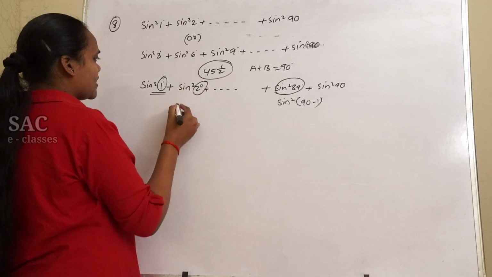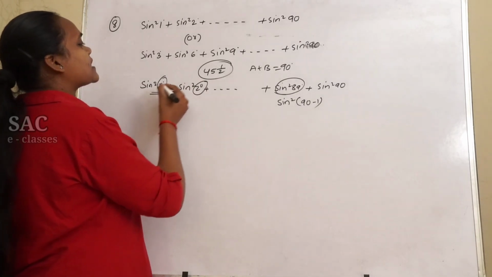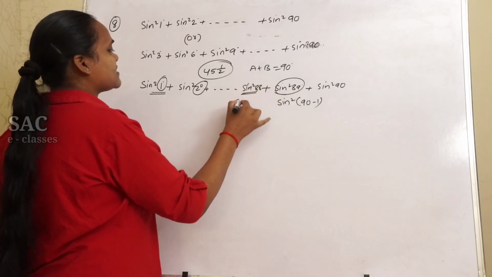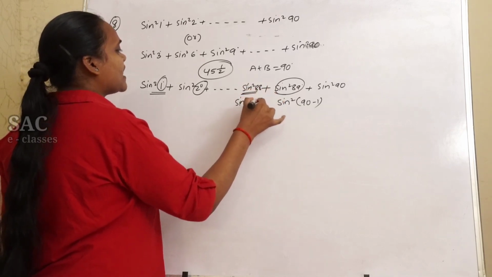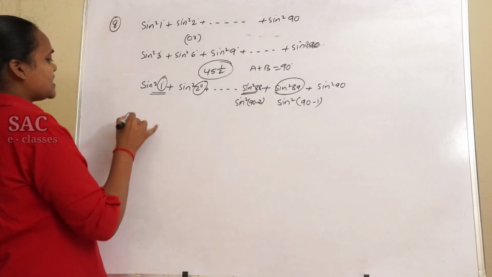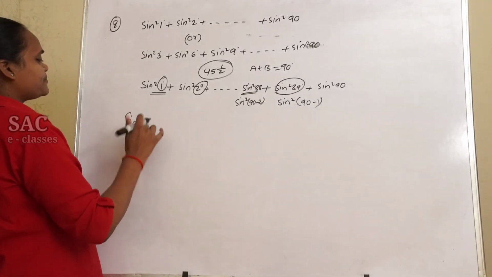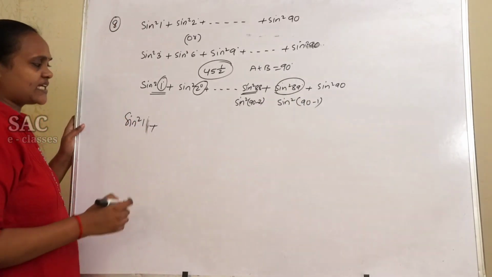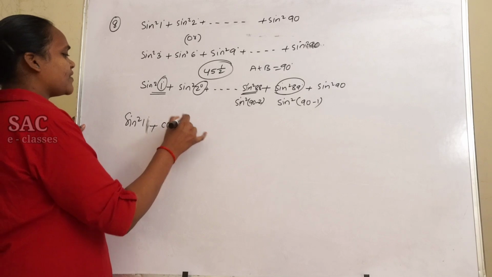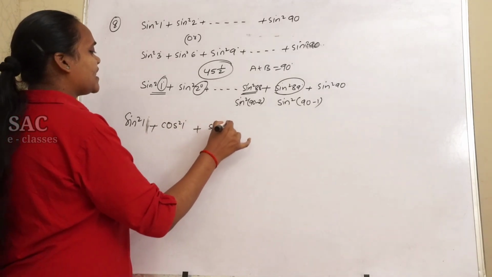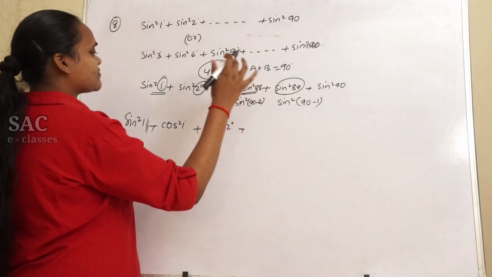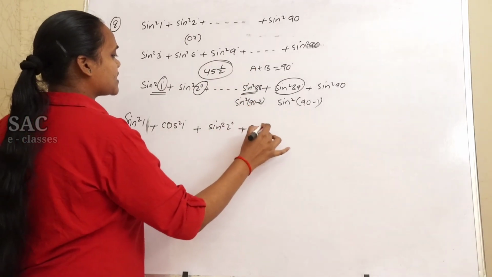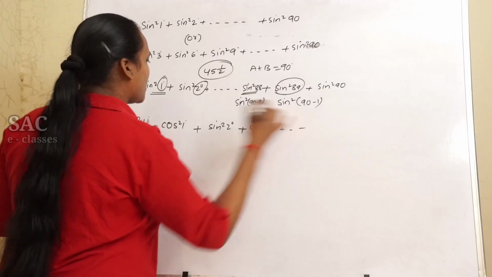In the same manner, sine square 2 degrees is complementary with sine square 88. How can I express sine square 88 as sine square of 90 minus 2? So now sine square 1 degree plus, this is anyhow sine of 90 minus theta, we know it is cos theta. So it is cos square 1 degree, plus sine square 2 degrees plus, already we know that sine square 88 we have expressed in terms of a complementary angle. So it is cos square 2 degrees, and so on like that.